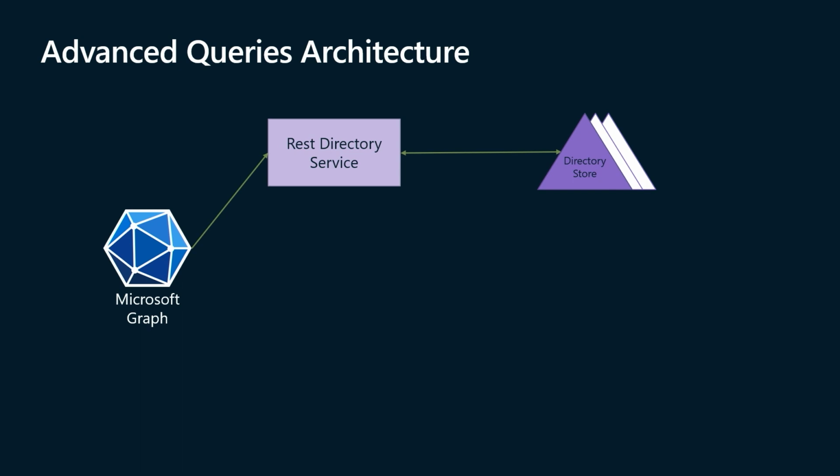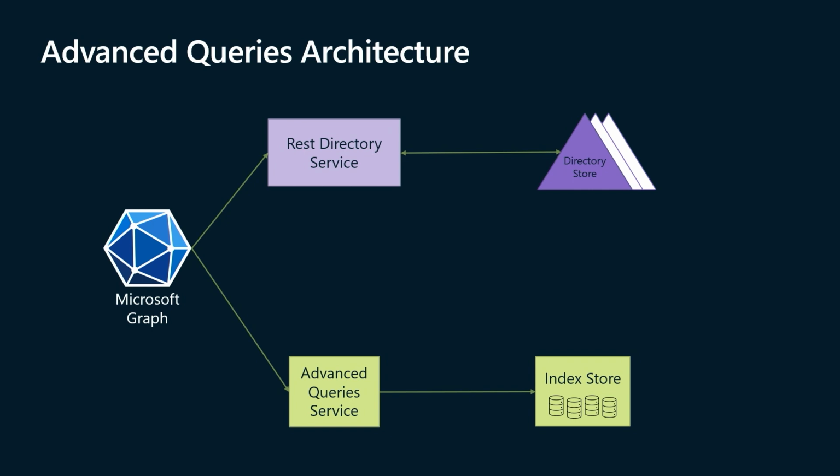Now, let's see how advanced query works. As the fundamental theorem of software engineering says, all the problems in computer science can be solved with another layer of indirection. This is exactly what we did. We have advanced query service that is going to handle all these advanced queries, and is getting the data from another store, an index store that is advanced to do range queries and graph queries. These two stores are synchronized by a sync engine. So every time a change happens in the directory, that exact change is replicated into the index store.